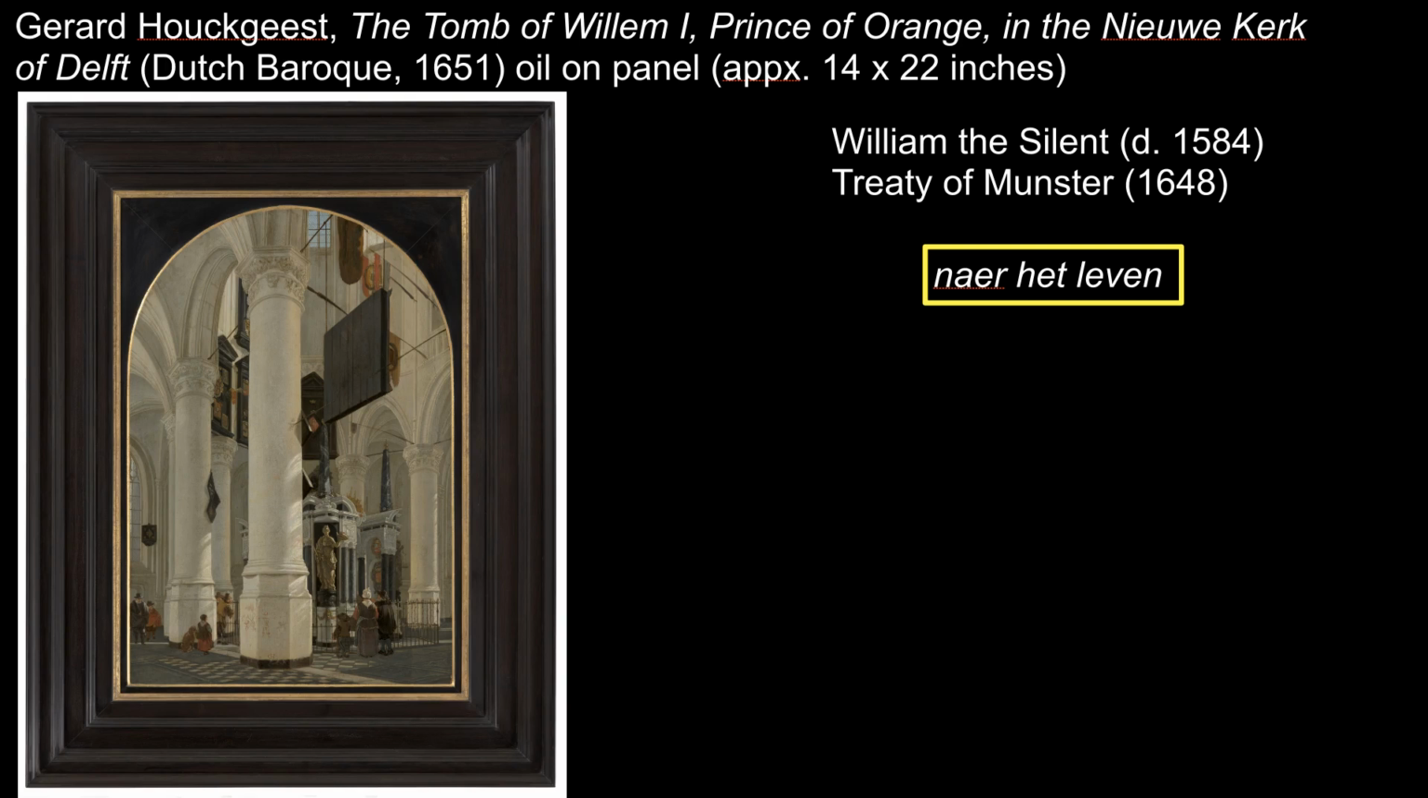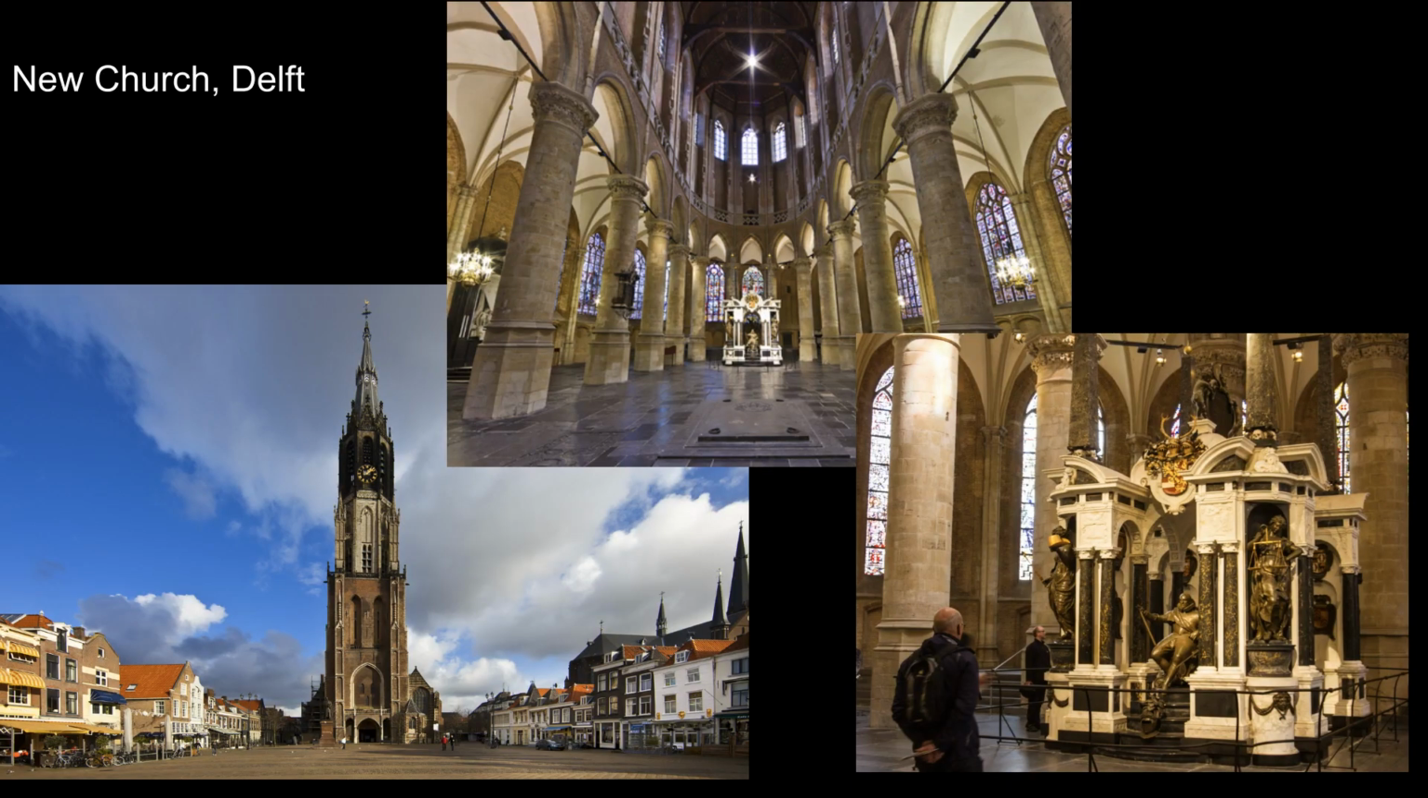This is a depiction of an actual church and an actual tomb in that church. It's an example of the Dutch interest in making works of art taken from life, or naar het leven. So why did they want a depiction of the interior of this church? Here's the church on the town square in Delft, and the interior of the church looking towards the apse end.